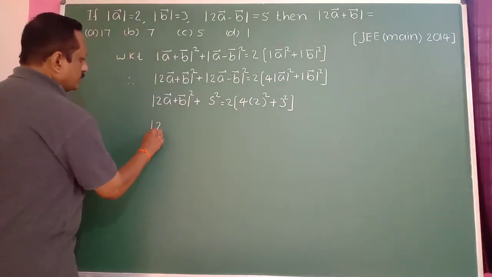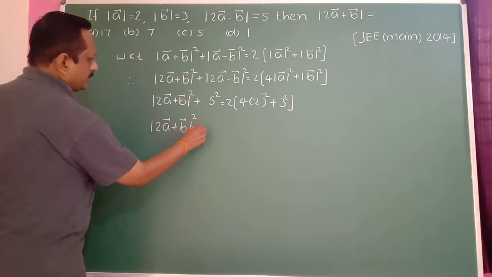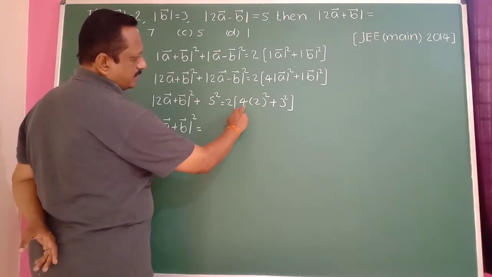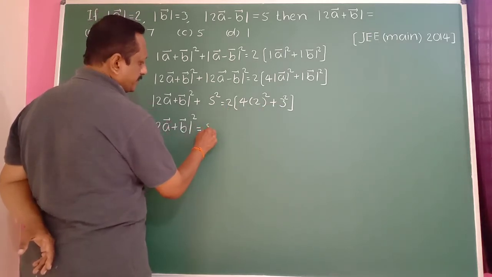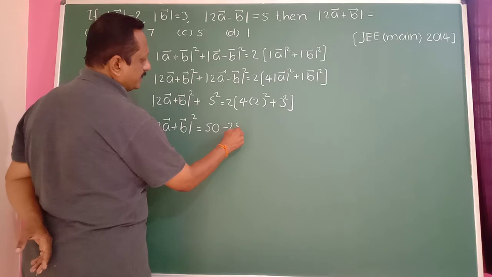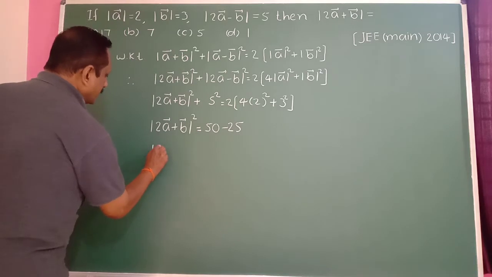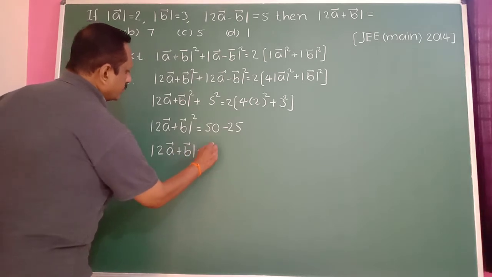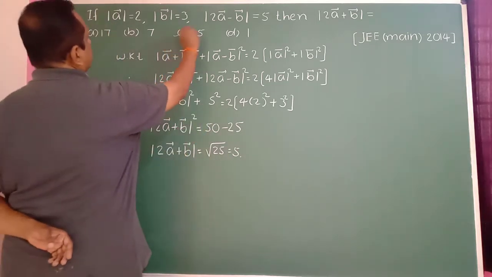Therefore modulus of 2a bar plus b bar whole square is equal to 2 into, 4 fours are 16 and this is 9, 16 plus 9 is 25, 25 twos are 50. 5 squared is 25, take 25 to the right hand side, minus 25. Therefore 50 minus 25 is 25. Taking square root, modulus of 2a bar plus b bar is equal to root of 25, which is 5. Therefore C is the answer here.